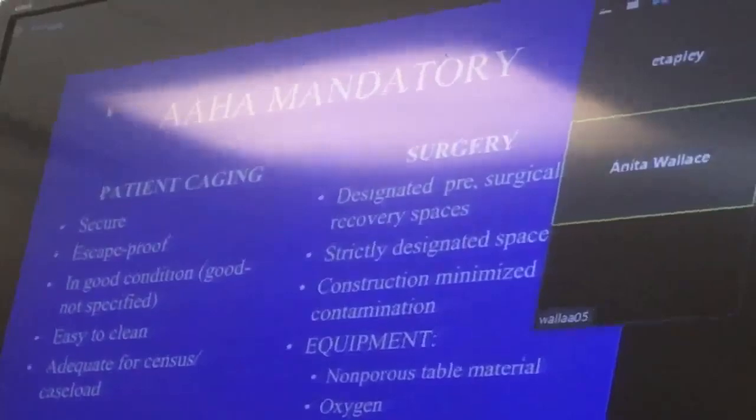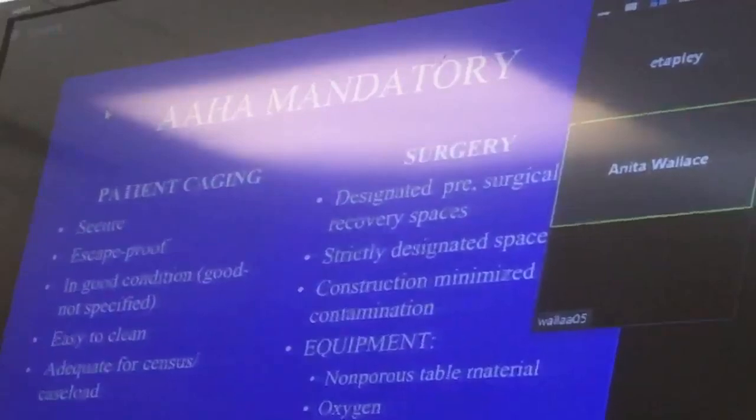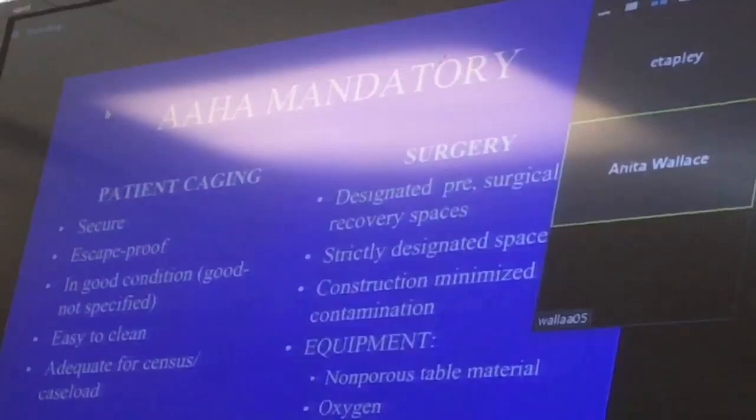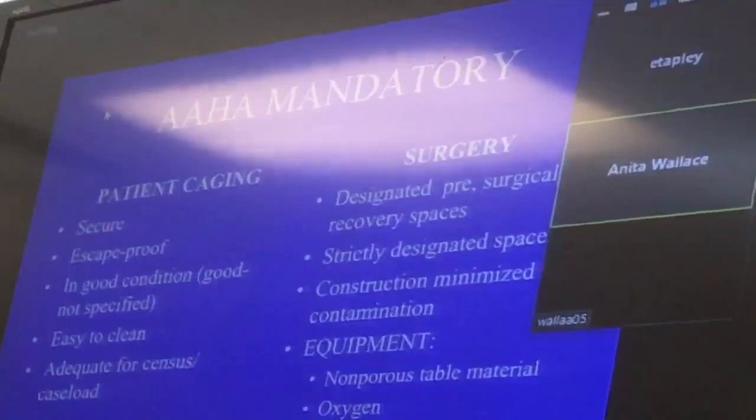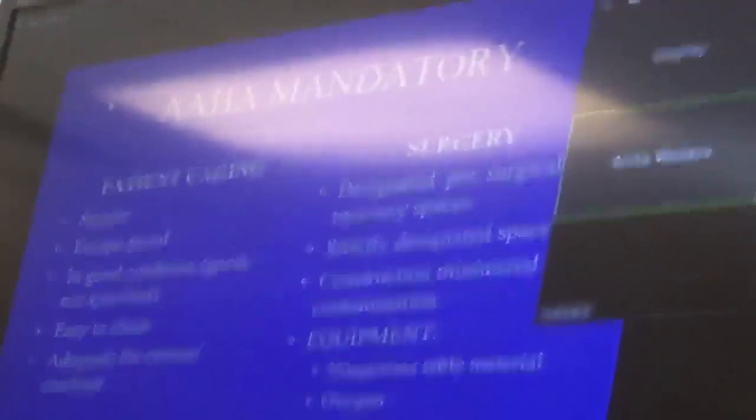So here's an extension of the mandatory items for AHA. In the area of patient caging, for instance, it should be secure, escape-proof, in good condition, and they don't specify what good condition means. Some of these are common sense standards. Easy to clean, we'll talk about what easy to clean means when you get into the lab animal environment. And adequate for the species. So that just means you should have adequate cages so that you don't encounter an overcrowding situation.